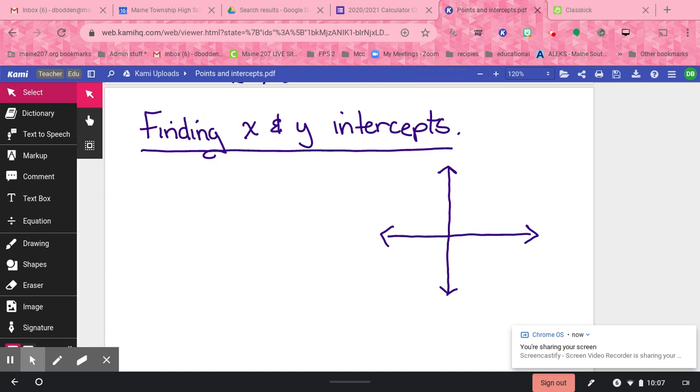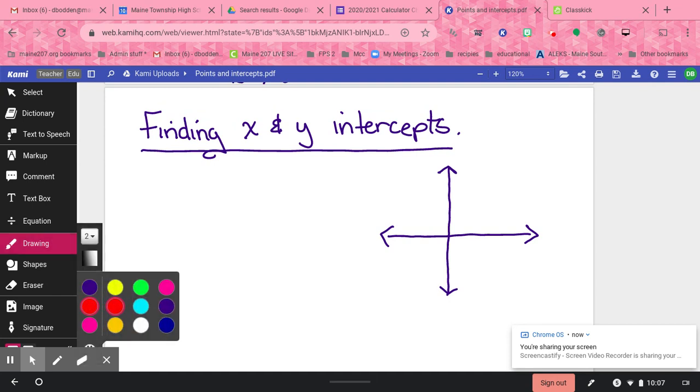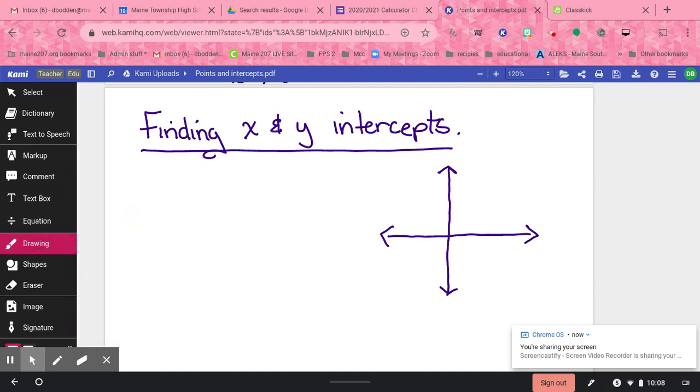Now we're going to go over how to find the x and y intercepts of an equation or graph. The first thing I want to do is just review quickly what an x and y intercept is. So looking at this coordinate plane that I drew, this is my x-axis and this is my y-axis. And I'm just going to go ahead and draw a line.